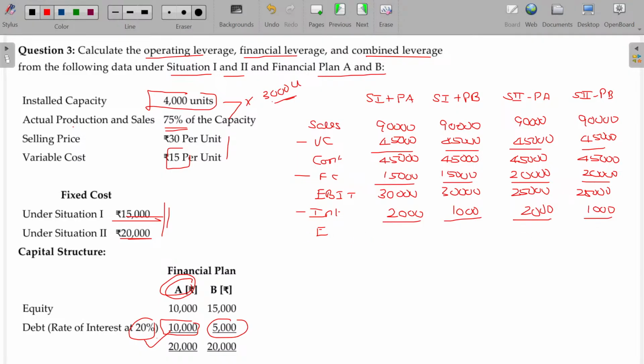Then EBT being 28,000, 29,000, 23,000, 24,000. That's all. Hereafter, calculation of operating leverage, financial leverage, combined leverage for these options can be done easily.